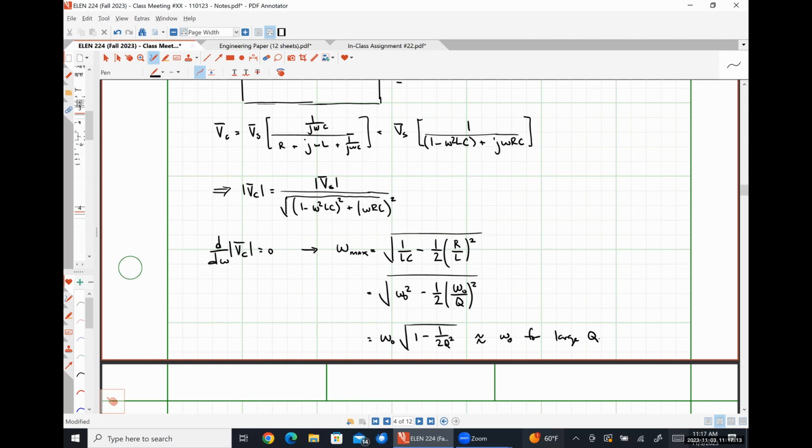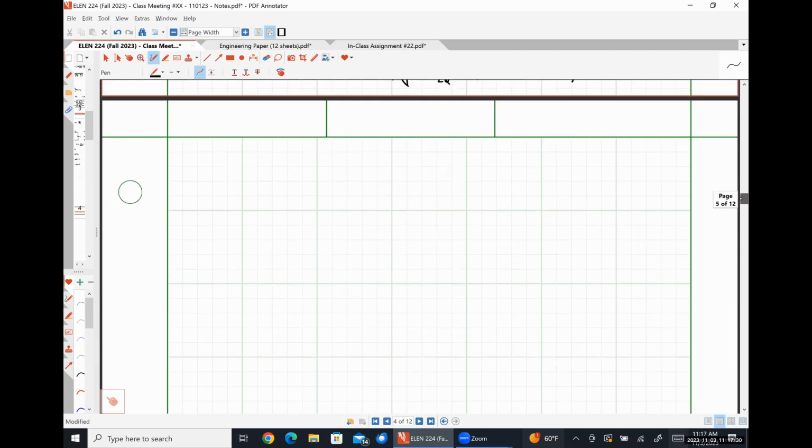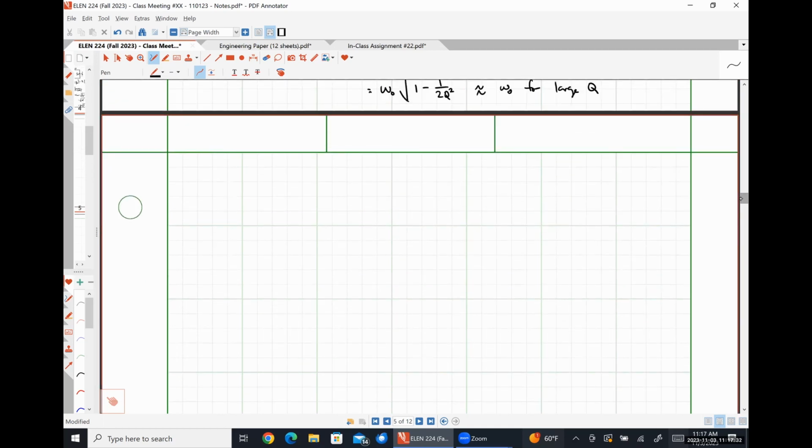All right, so now let's talk about parallel resonance. We're going to go through this fairly quickly because we're going to see that it is extraordinarily similar to the series resonance case that we've already looked at. So let me write parallel resonance first.